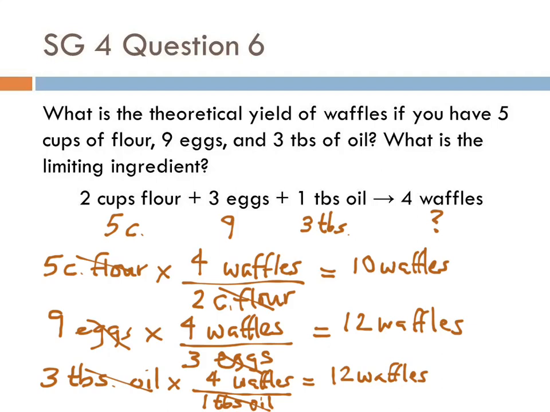So right now, we have 3 answers. We're not done because we have to choose one answer. What's the theoretical yield? Well, in theory, we could make 10 waffles. So put a box around that. That's you choosing this as your answer.